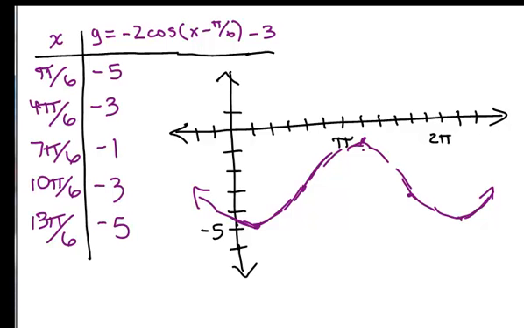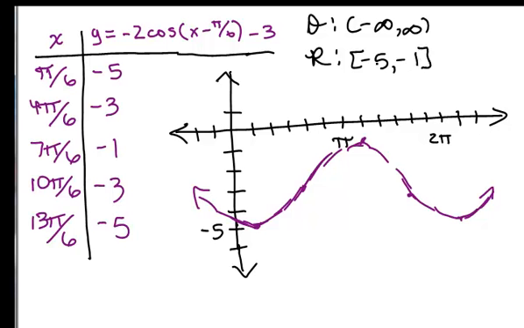Now, don't forget to give all the information about this graph, which we've written down before. The domain, remember, was negative infinity to infinity. And what about the range? The lowest point is negative 5. The highest point is negative 1. So between negative 5 and negative 1, always put the smaller number at the bottom. The period was 2 pi. Okay, the amplitude, that was the absolute value of negative 2, which was 2.